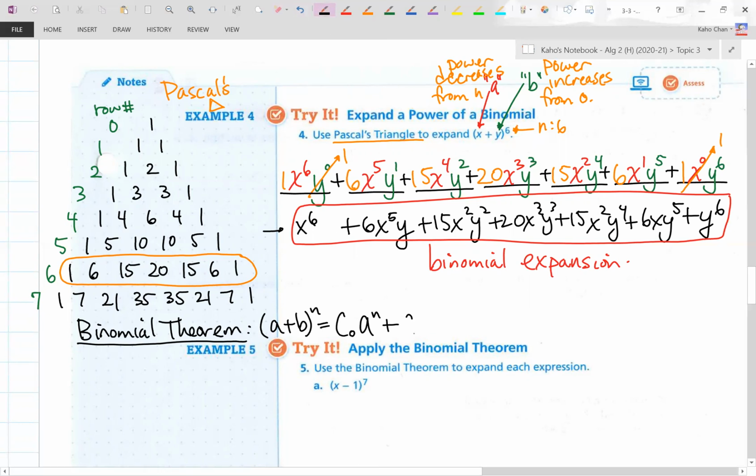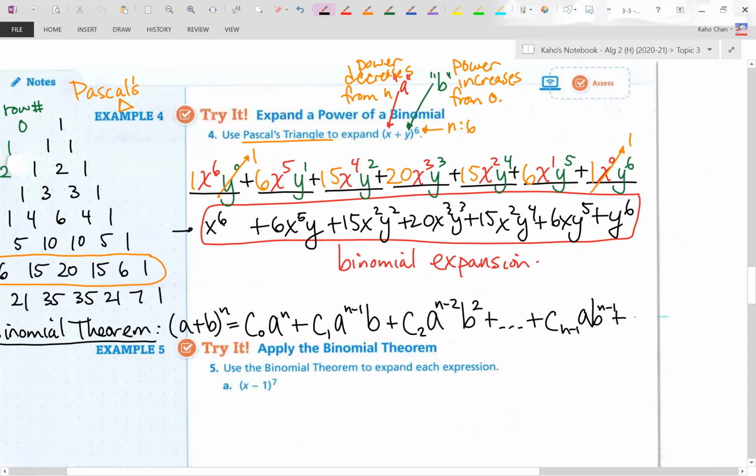Moving on to the pattern. The next coefficient, C1. The next coefficient, C2. Now take a look at what's happening to the powers. I'm just generically writing down what happens sequentially. And this is called the binomial expansion. Okay, don't have to memorize that. All right.